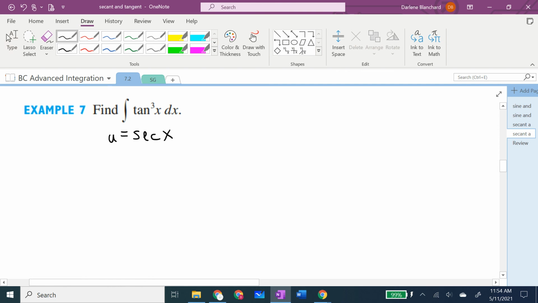This is when u substitution is fun, in my opinion. Anyway, I think it's funny that you sometimes need to choose a u that isn't even there. Because what's really important about u substitution is du. Although that's still going to look a little bit weird at first. So what is the derivative of secant? Secant x tangent x.